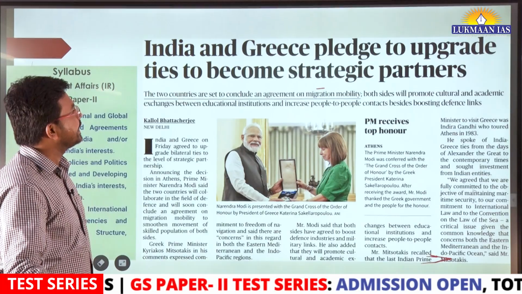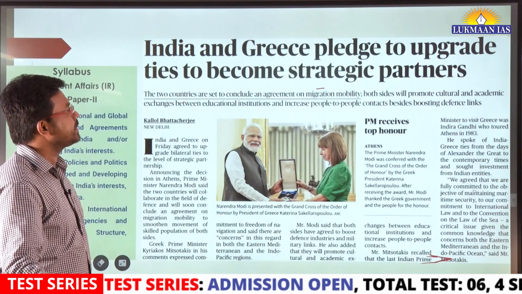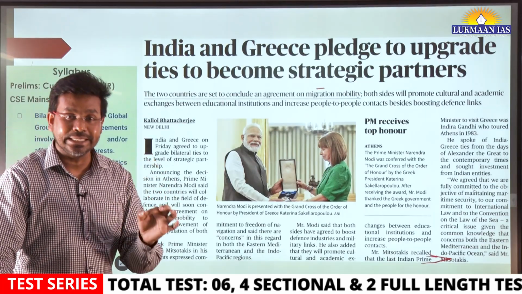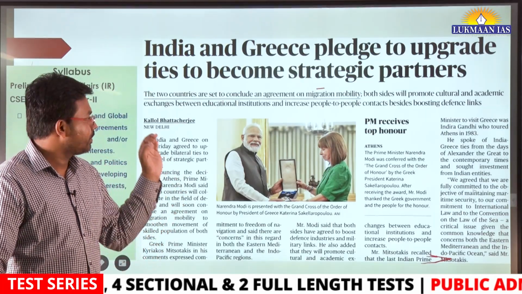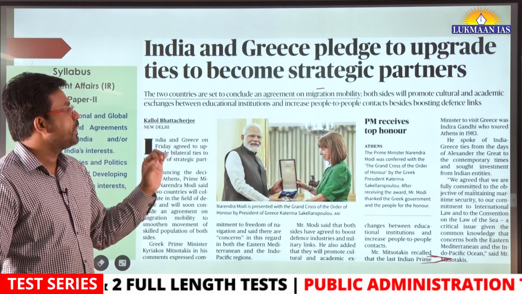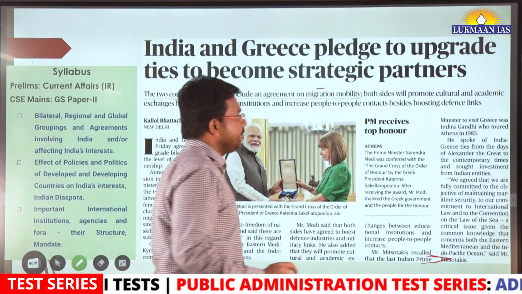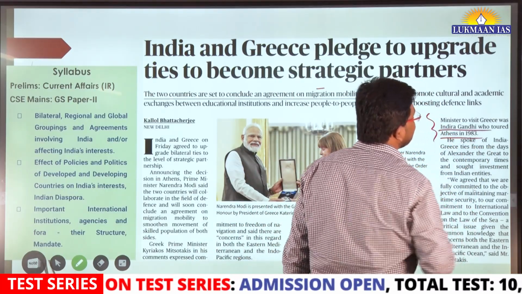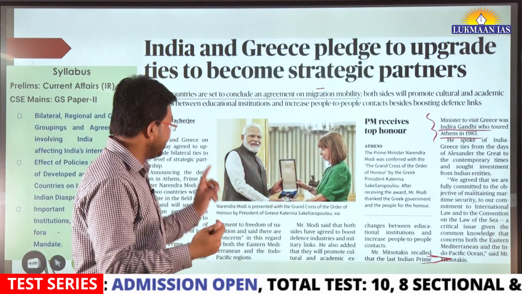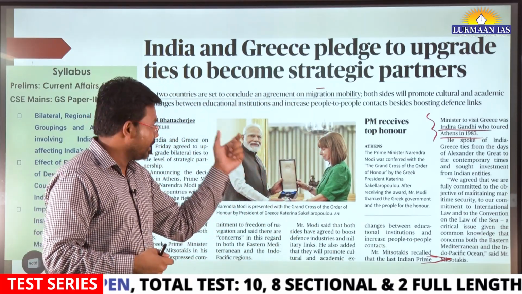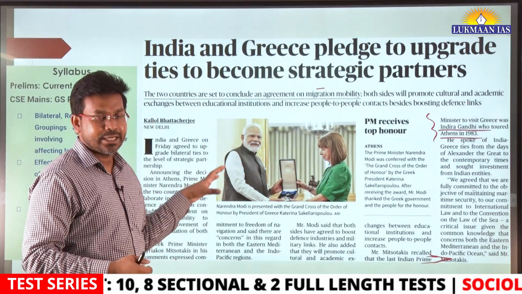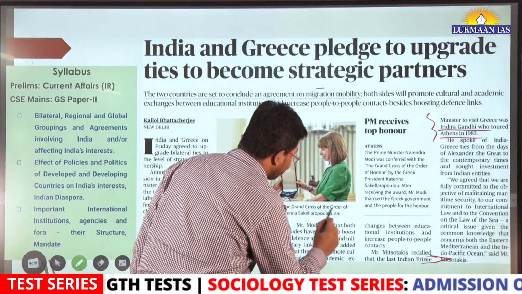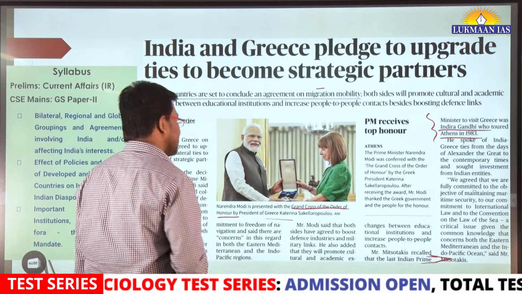Now we have another topic. It says India and Greece pledge to upgrade ties to become strategic partners. Okay. So recently the Prime Minister of India has visited Greece, and before Prime Minister Narendra Modi, the Prime Minister of India to visit Greece was Indira Gandhi, who visited Athens in 1983. After 1983, now the Prime Minister of India has visited, and the Indian Prime Minister has been given an award known as the Grand Cross of the Order of Honour by the President of Greece.